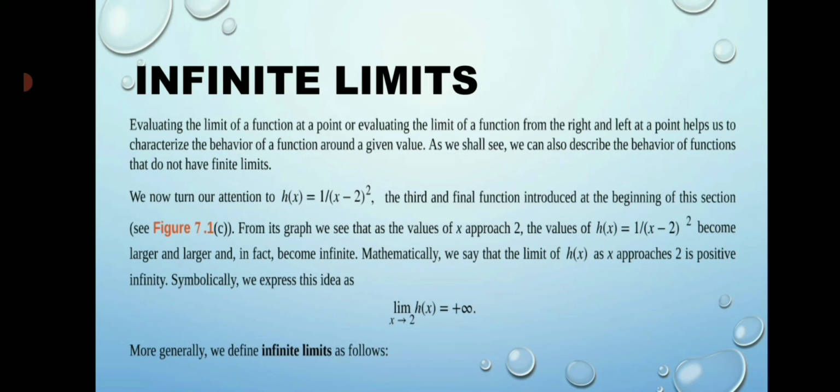We now turn our attention to h of x is equal to 1 over the quantity x minus 2 squared, the third and final function introduced at the beginning of this section in Figure 7.1. From its graph, we see that as the value of x approaches 2, the values of h of x equal to 1 over the quantity x minus 2 squared become larger and larger, and in fact become infinite.